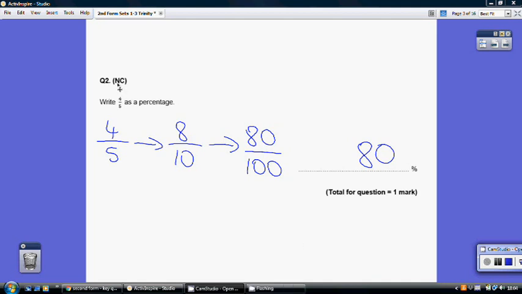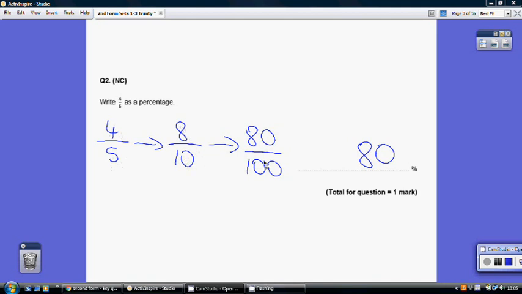Question 2, so another non-calculator question. So we've been asked to write 4/5 as a percentage. Now remember, percentage means out of 100, so we have to convert this fraction into an equivalent fraction out of 100. So I think the easiest way to do this is to convert it into something over 10 first of all by doubling the top and the bottom. So 4 out of 5 is the same as 8 out of 10.